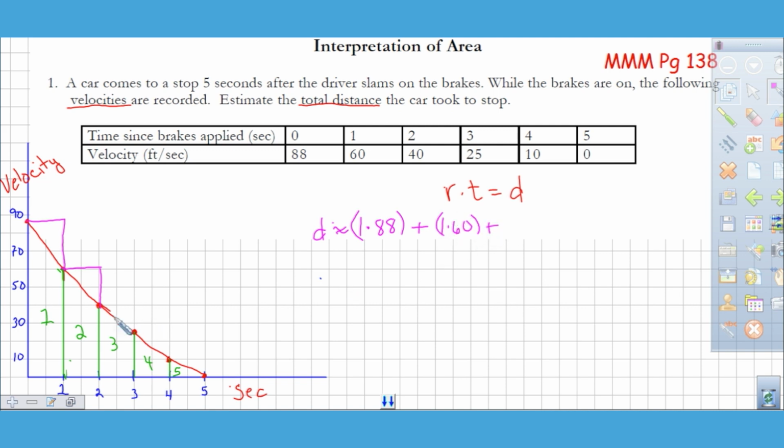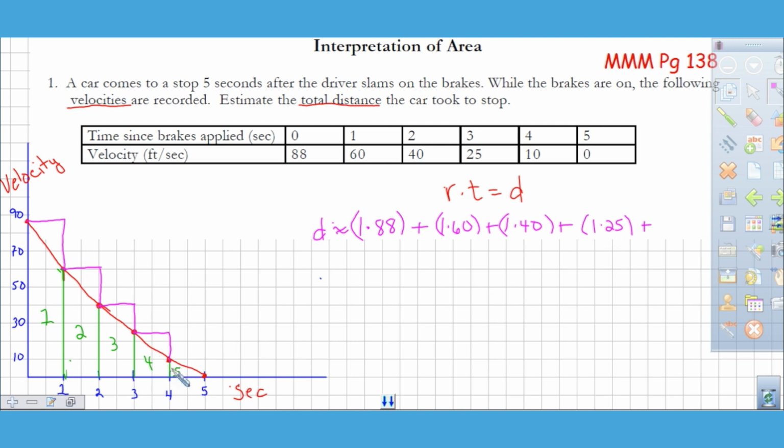And then on the next one, on rectangle 3, we'll use the left-hand height, and that is 25. That's 40. I'm so sorry. Between 30 and 50 is 40. And so I have a width of 1 and a height of 40. And then on the fourth rectangle, I'm going to use the left-hand height. So I'm going to draw it as high as the left hand, and that's 25.